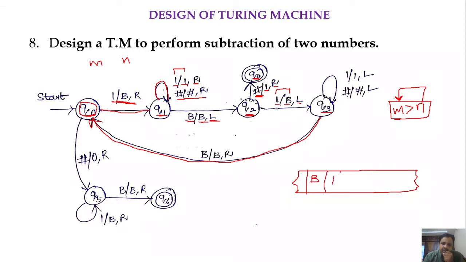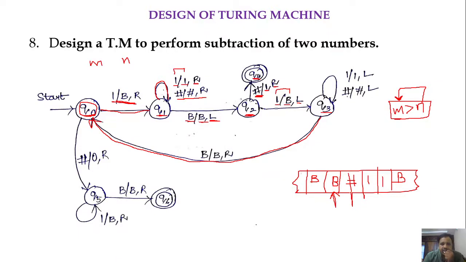Now I am taking the m value as 1 and n value as 2. Okay, now see what will happen. So we start with q naught. We convert this first one with a blank, and we move the header towards right.